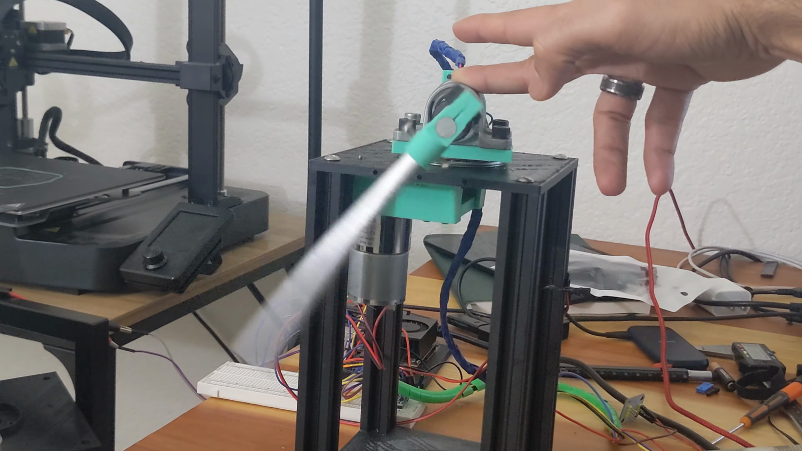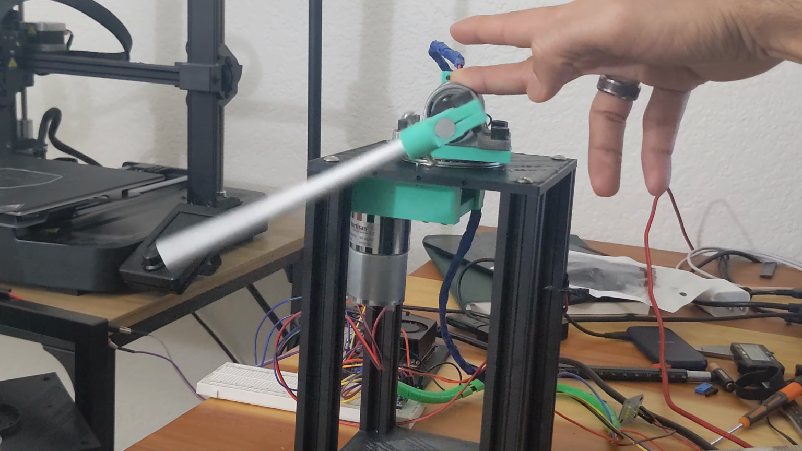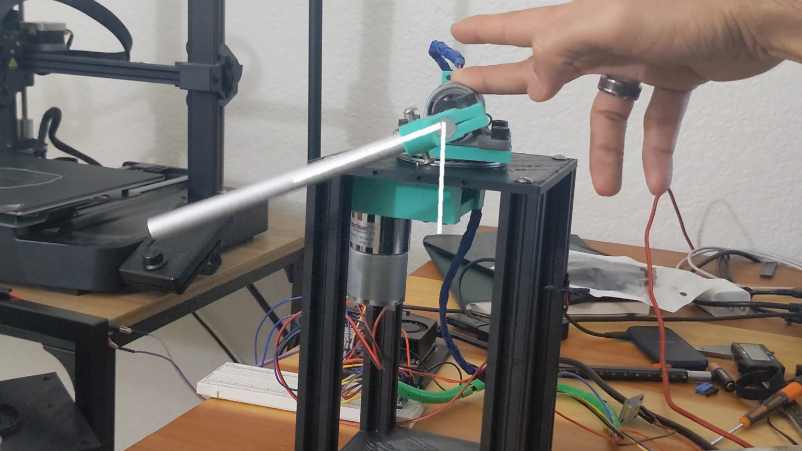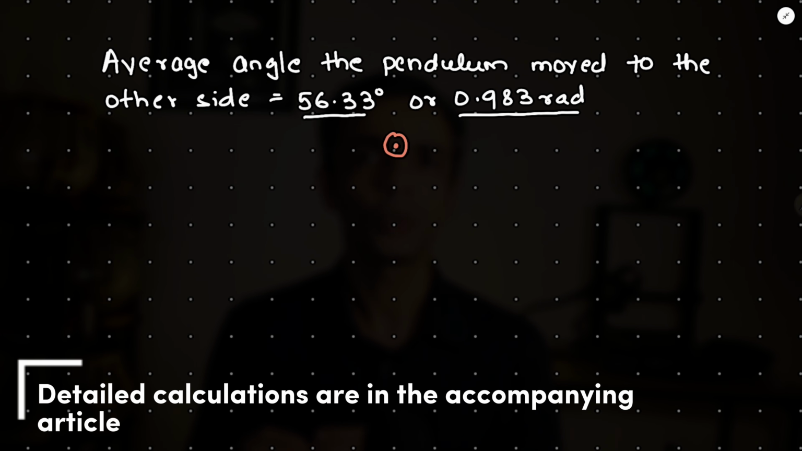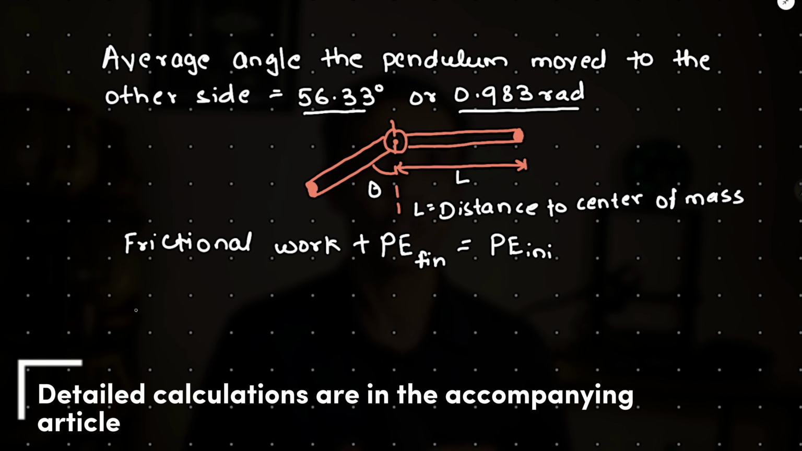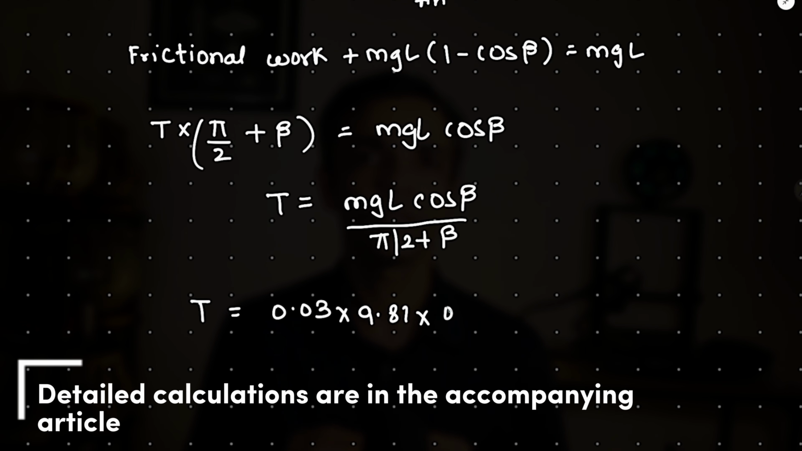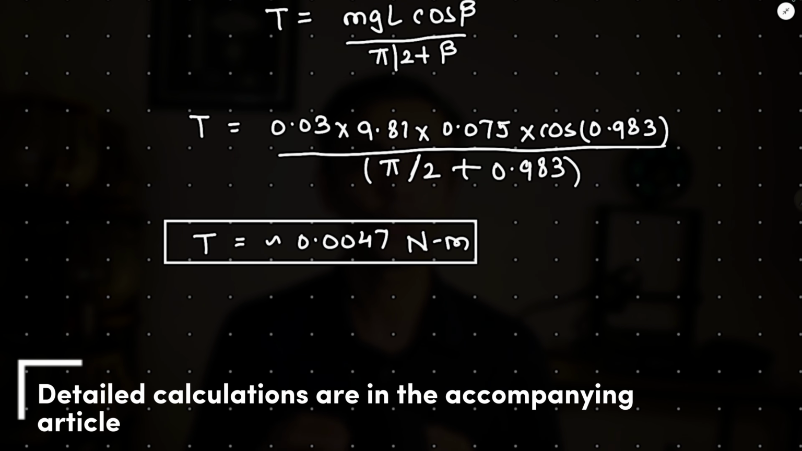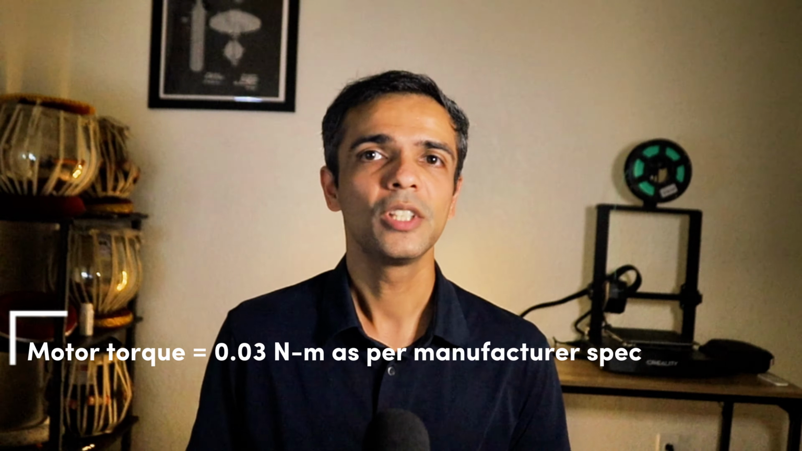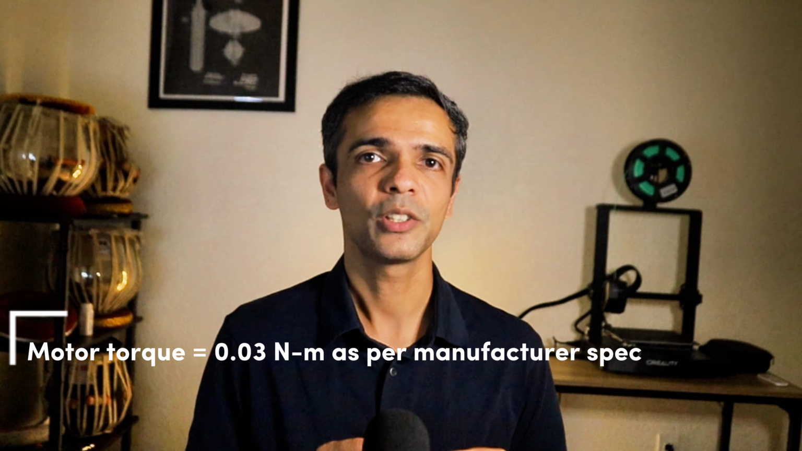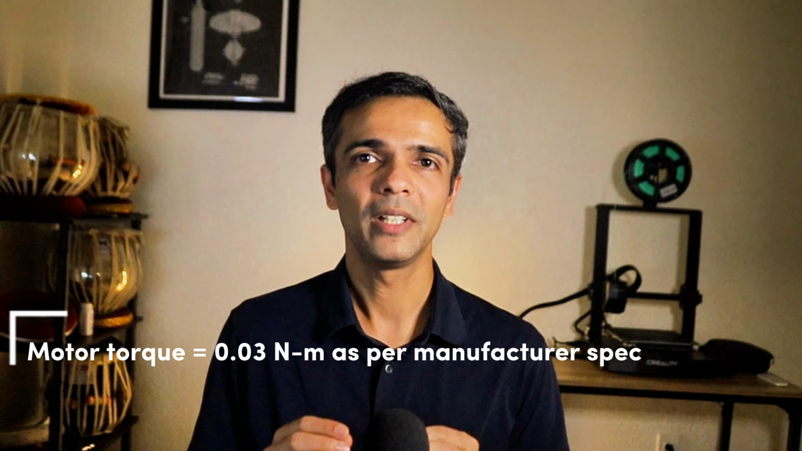For that, I dropped the pendulum from a 90-degree position. I recorded the video and measured how far the pendulum swings to the other side. In a frictionless world, the pendulum should have swung all the way up to 90 degrees on the other side. In the real world, the friction in the bearings prevents it from doing that. Then I can use this formula to calculate the frictional torque on the pendulum and use it in the simulation. The value I got for friction using this method was about 0.0047 Newton meters. The other parameter was the torque applied by the motor. I could just use the specification provided by the manufacturer for this, 0.03 Newton meters in this case.